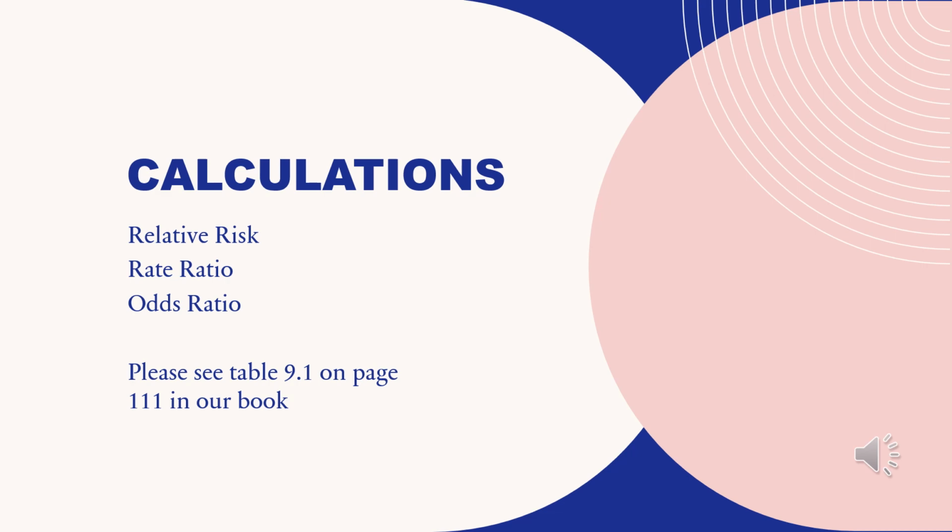To get the rate ratio, you would take your rate for the primary interest group and divide that by the rate for the comparison group. And odds ratio, that goes into depth a little bit more. It's really about case control studies that generate the data. So if you want to look into that a little bit more, it really goes off of this big table. It's table 9.1 on page 111 in our book. It's all the way at the bottom, and that'll tell you how to calculate the odds ratio.